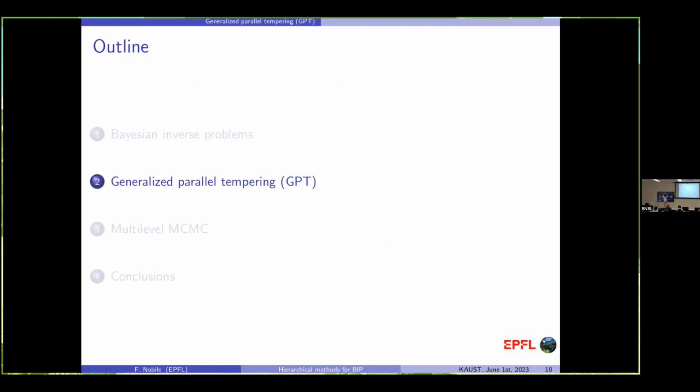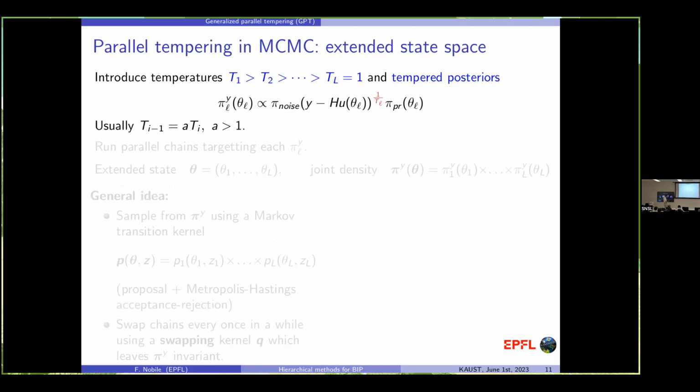So what did we do on the parallel tempering? Here is a more proper formalization. Again, we are in the framework of Bayesian inversion. We are looking at this posterior distribution that is the product of the prior and this likelihood function. The idea here is to take this likelihood function to some power that is possibly larger than one. If I take the power one, I have the true likelihood and the true posterior.